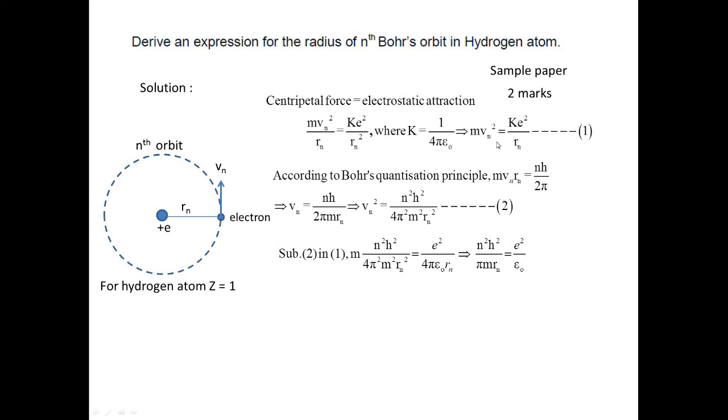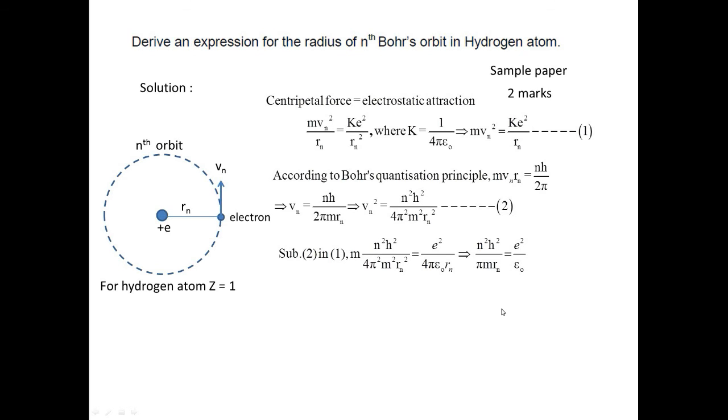So substitute 2 in 1 for v_n squared. This m you write as it is. For v_n squared you substitute this, and that should be equal to k e squared by r_n. For k I have given here 1 by 4 pi epsilon naught. Understand that? And you cancel out the common terms here. So 4 will get cancelled. Pi squared and pi, one pi will get cancelled. r_n squared and r_n, one r_n will get cancelled. So simplifying, you get n squared h squared divided by pi m r_n is equal to e squared by epsilon naught.